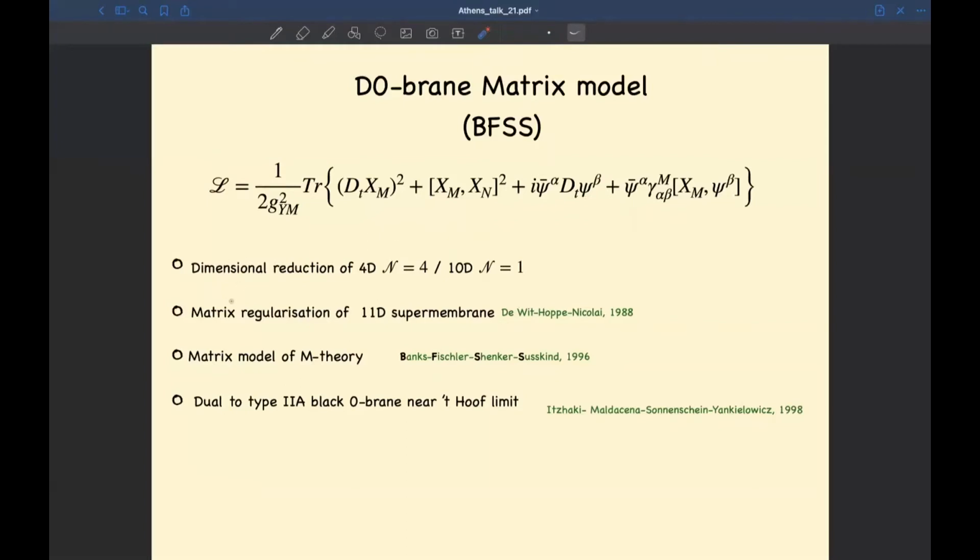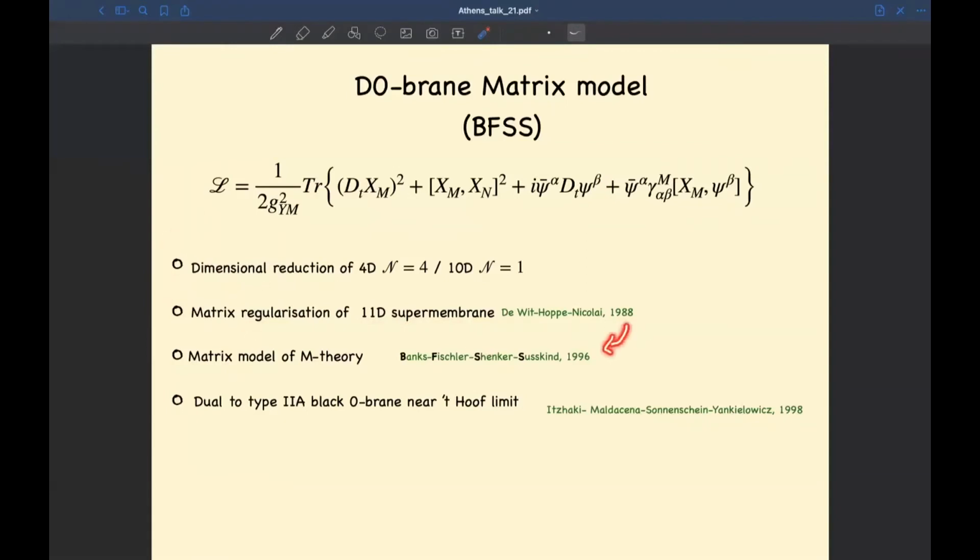Now, this model appears as a dimensional reduction of super Yang-Mills theory, either from 4 dimensions or from 10 dimensions. And back in '88, in a work by de Wit, Hoppe, and Nicolai, they were trying to quantize the 11-dimensional supermembrane, and they proposed a very clever matrix regularization, and it turned out to give this Lagrangian.